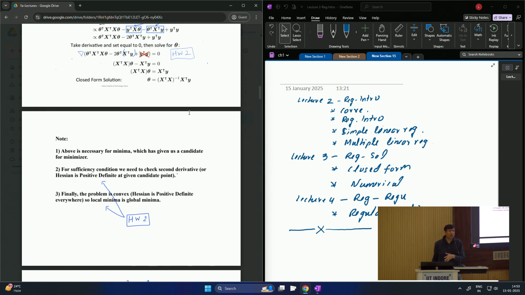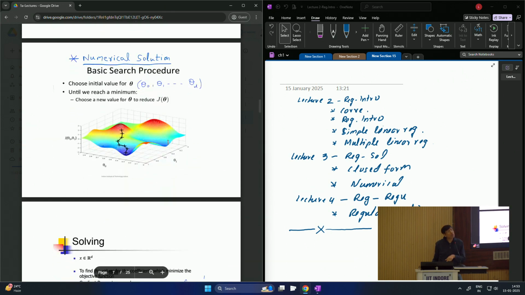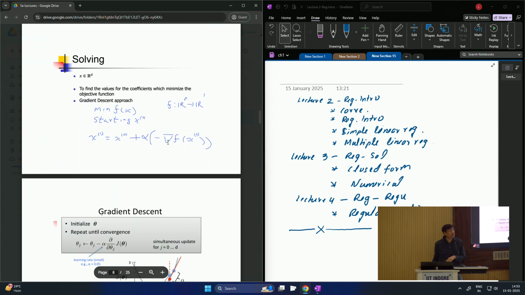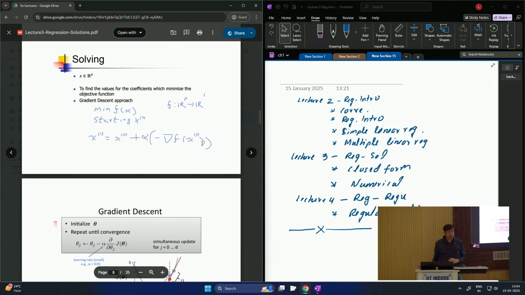Not for the class, but in general, those who are comfortable with this kind of argument. So then what we did, we said we're going to do a numerical solution because there is an inverse involved. To do the numerical solution, we said we're going to use gradient descent. Gradient descent says that you start from a point, find the derivative in one dimension or a gradient in the n dimension and add that to your initial iterate and keep iterating till the time you reach the minima. So this was the expression for that.